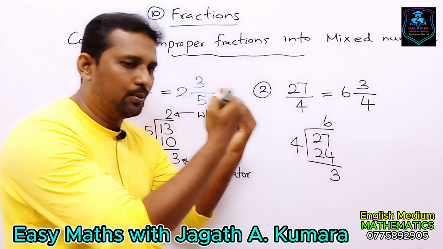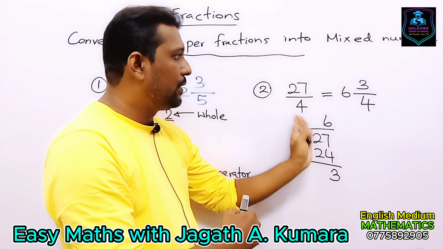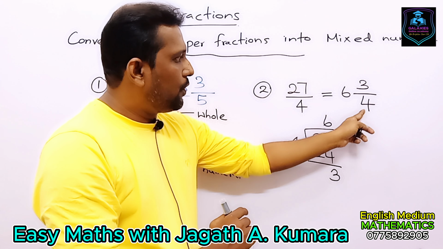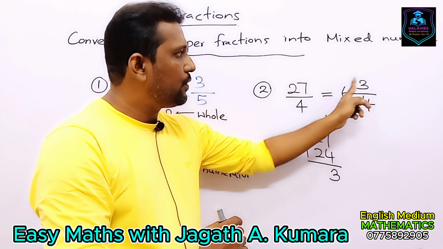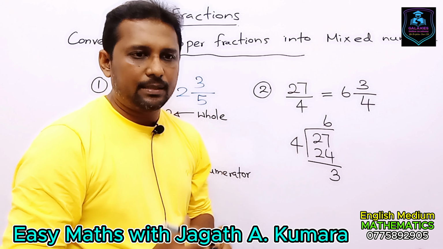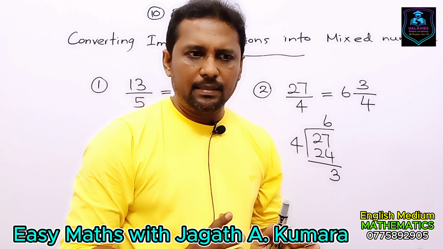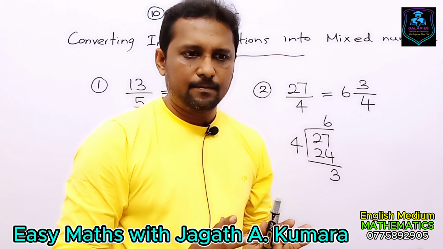Now you check it. Correct or incorrect? Denominator 4, okay. 4 times 6 is 24. 24 plus 3 is 27. Correct. Are you clear? Can you understand? Yes.